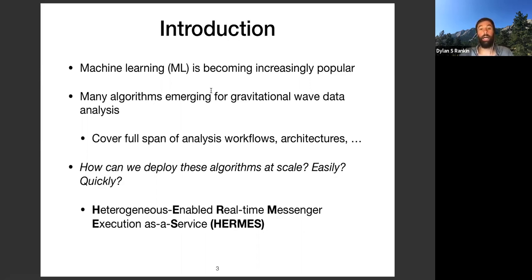The crux of this work, and the question that it answers that is unanswered in a lot of other cases, is: we have all these algorithms, so how can we actually deploy them at scale? How can we deploy them easily? How can we deploy them quickly and efficiently? It's a simple question to ask, and I think the answer is non-trivial, but there is an answer. This leads us to the toolkit that we've designed, which we've dubbed Heterogeneous Enabled Real-Time Messenger Execution as a Service, or HERMES.